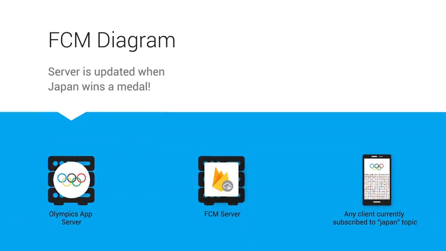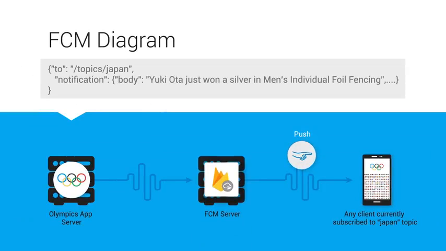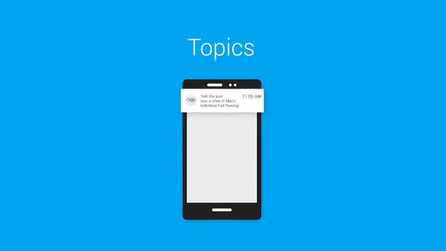Then, when the country wins a medal, your app's server will send a message to FCM. Note that instead of having the device registration ID token, you put topics and then the topic. In this example, Japan. This would then send the associated data or notification message to all client devices that are registered to the Japan topic. In this case, the FCM message is a notification message, so a notification like this would be shown.